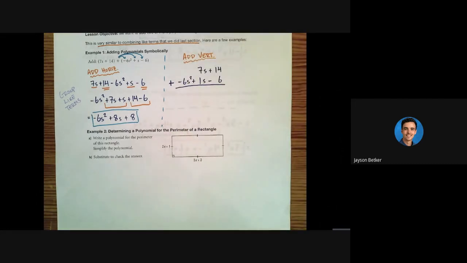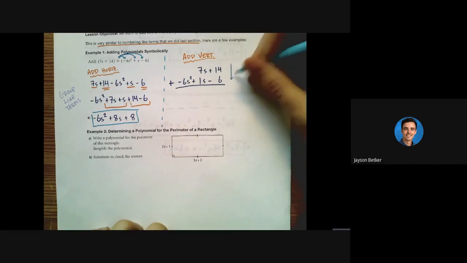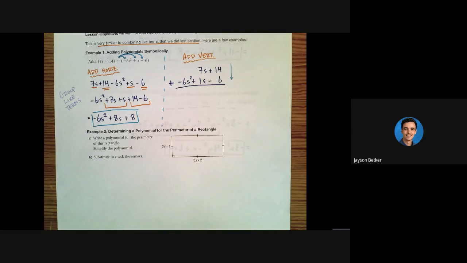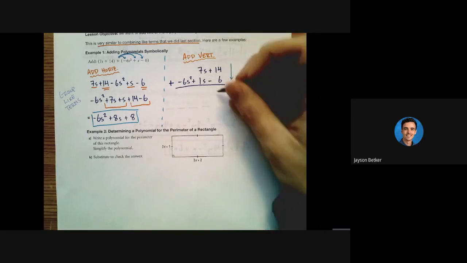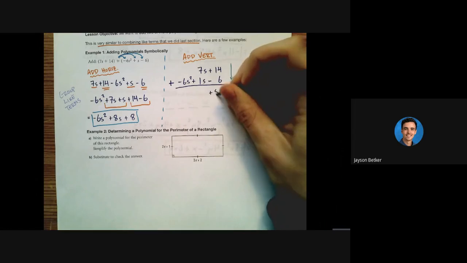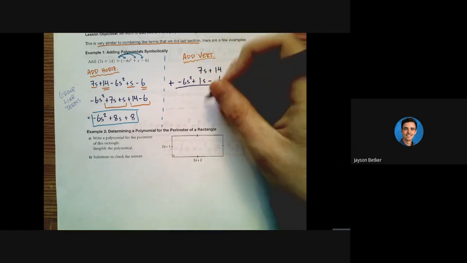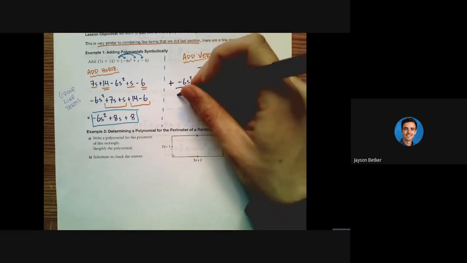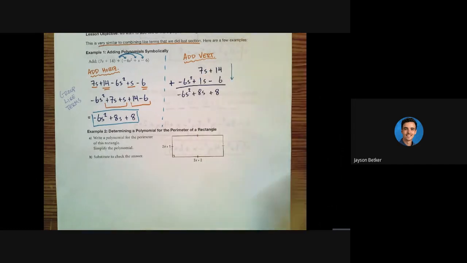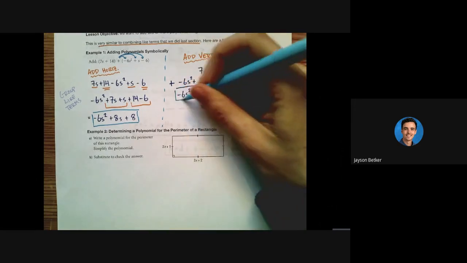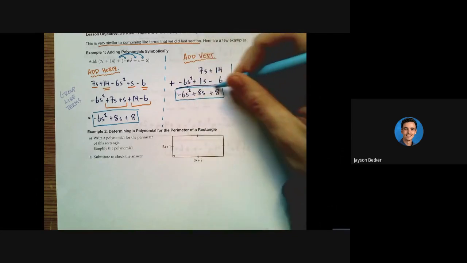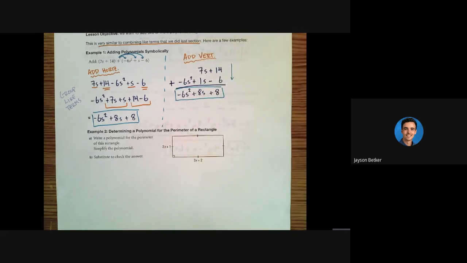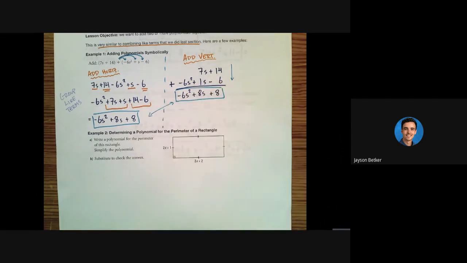And now all you need to do is just evaluate downwards, right? You just evaluate down in the same column. So 14 minus 6 gives us positive 8. 7 plus 1 gives us positive 8. And -6s squared isn't getting added to anything. And we see very quickly here that we get the exact same answer as we did if we were adding them horizontally. So those two are the same. Okay? So that is how we add polynomials symbolically.